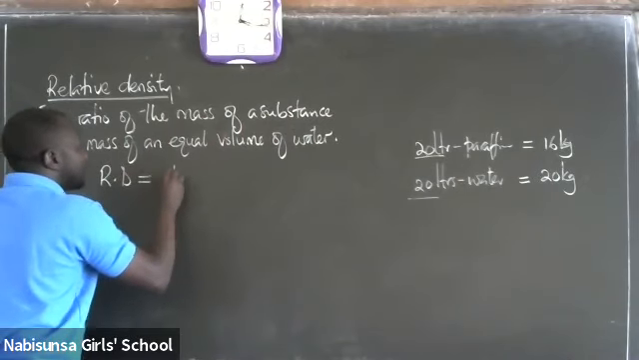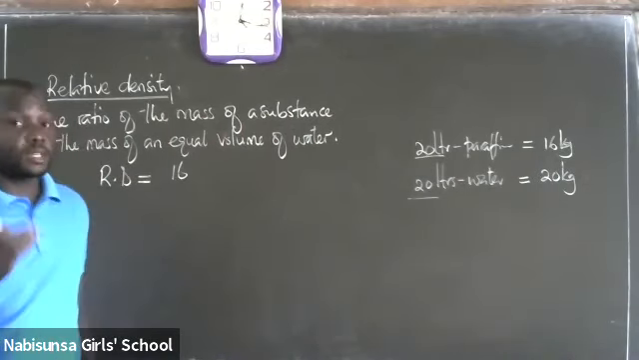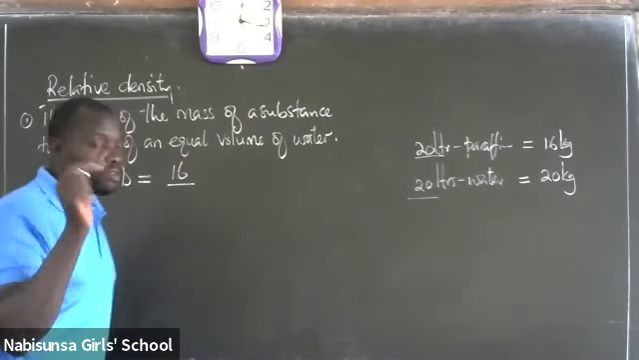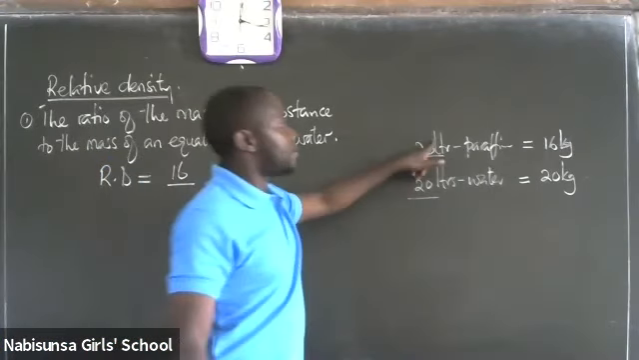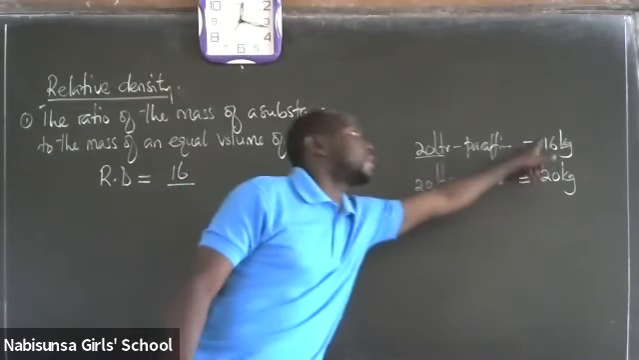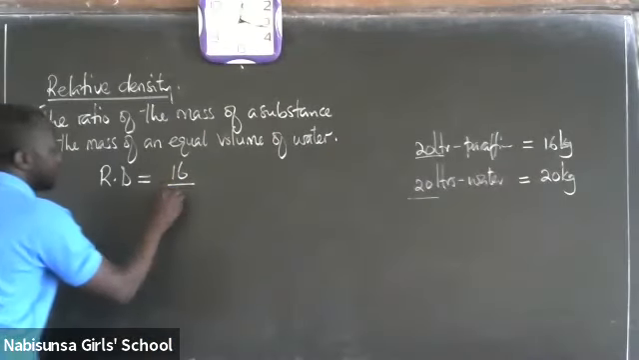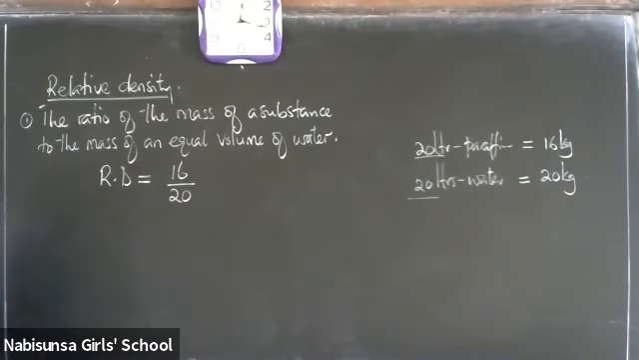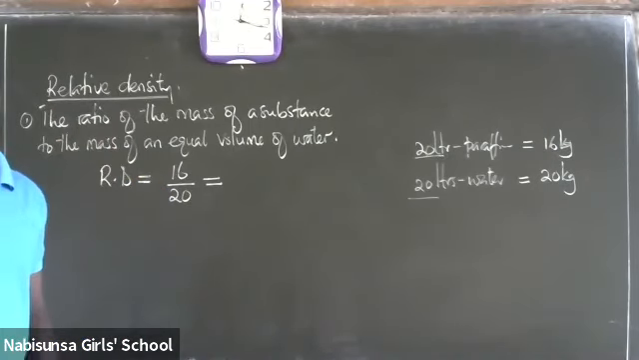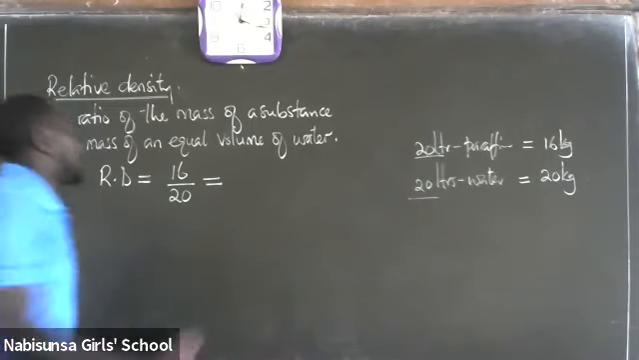going to be the mass of the substance, which in this case is the paraffin, divided by the mass of an equal volume. The paraffin was 20, the water must also be 20. Now we compare the masses. So it will be 16 divided by 20. This will give us what we call the relative density. 4 out of 5. Does it give 0.8? Is it 0.8?